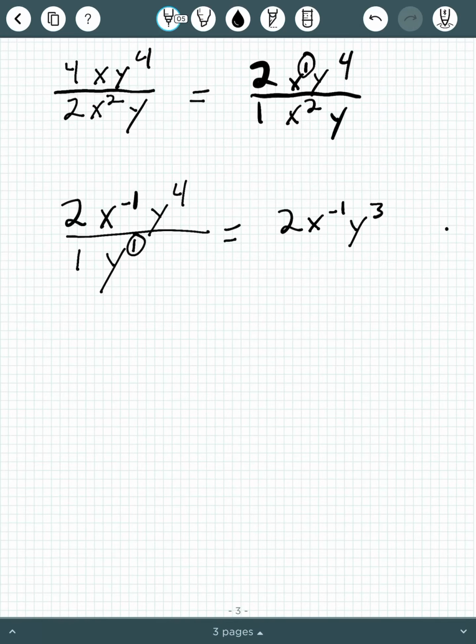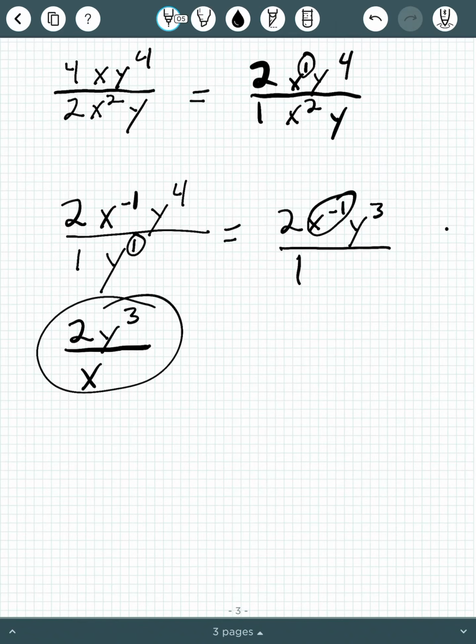So I've simplified that, and then all that can be considered over 1. And the reason that's important is because I want to get rid of my negative exponent. To do that, that rule of flipping it to the bottom and making it positive still works. So my final answer can be written as 2y cubed, all divided by x to the first power, or just x. Notice I didn't rewrite that 1 because it was just a placeholder, and 1 times x is just x. So that would be the simplified answer there.